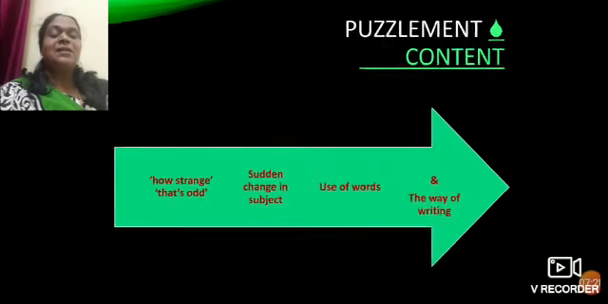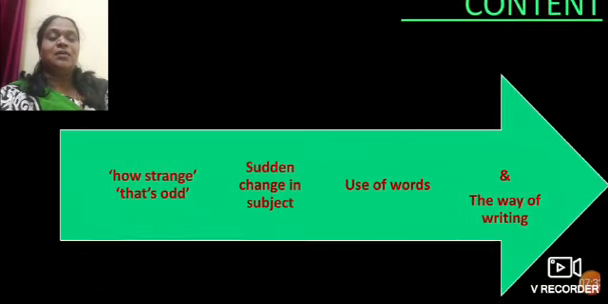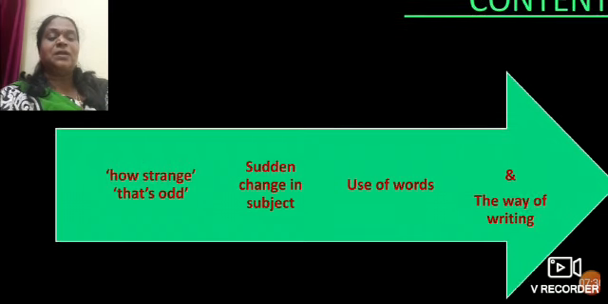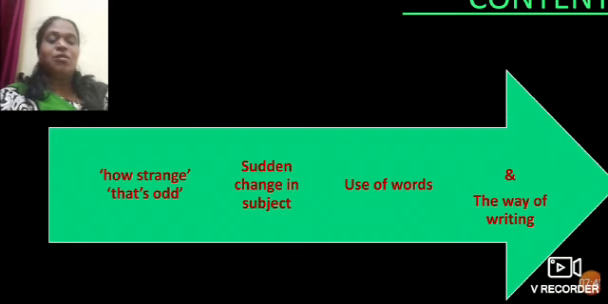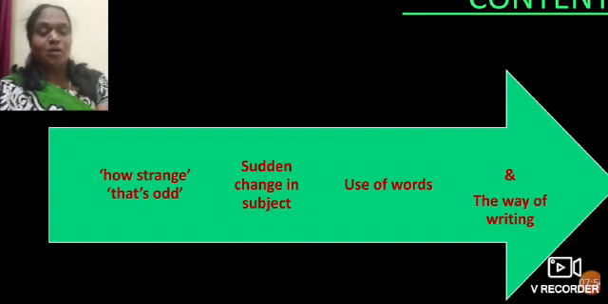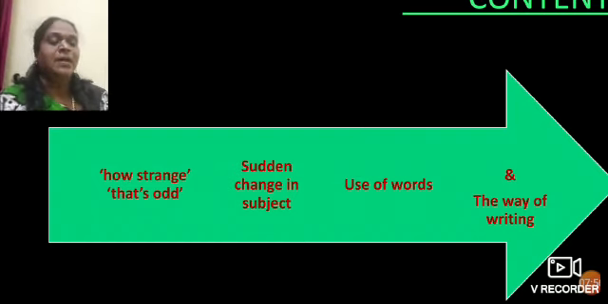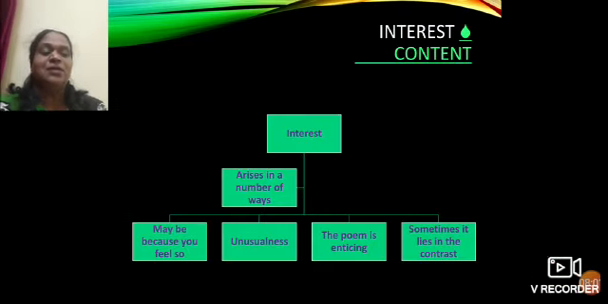So now when is puzzlement caused? Puzzlement is caused when, after reading the poem or after looking at a particular word, you say, how strange, that's odd. Or sometimes you might notice a sudden change in the subject matter of the poem. Or you might even notice that there is a change in the use of the words. It's not used in the normal way. So you might notice that. And sometimes you might notice that there is a change in the way it is written. So in such a way you will have puzzlement.